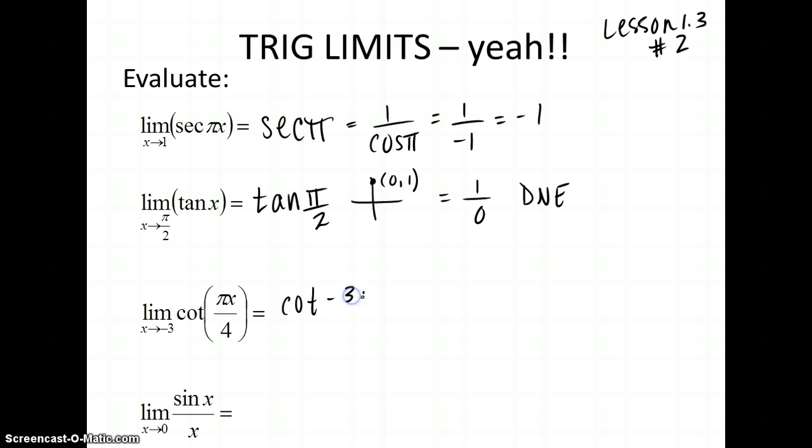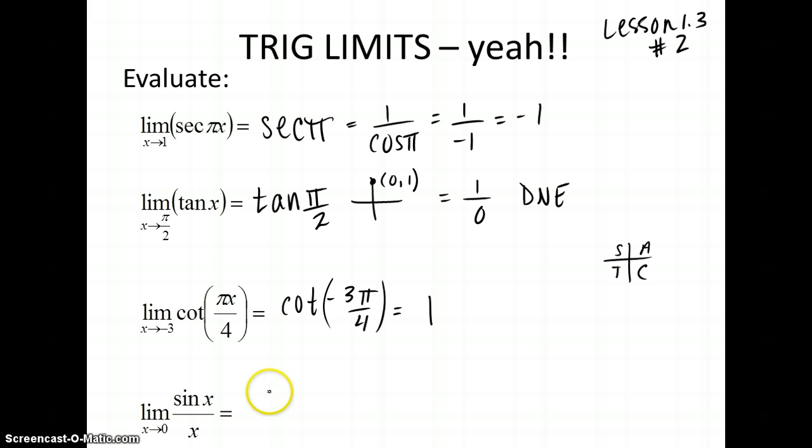Cotangent of -3 pi over 4. -3 pi over 4 is in my third quadrant, so the tangent and cotangent are positive. Reference angle of pi over 4, so +1.